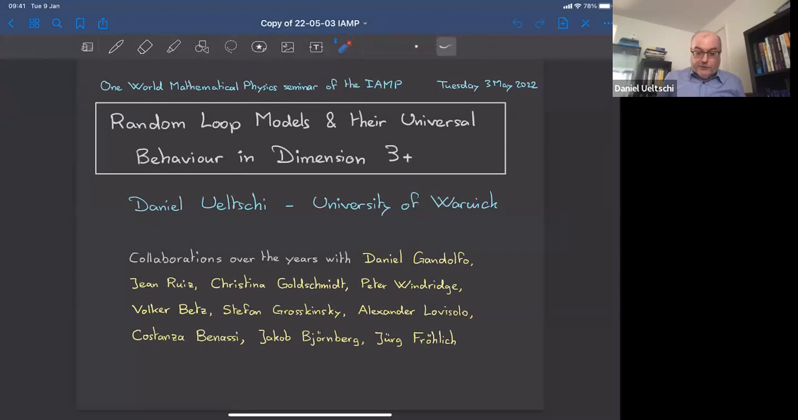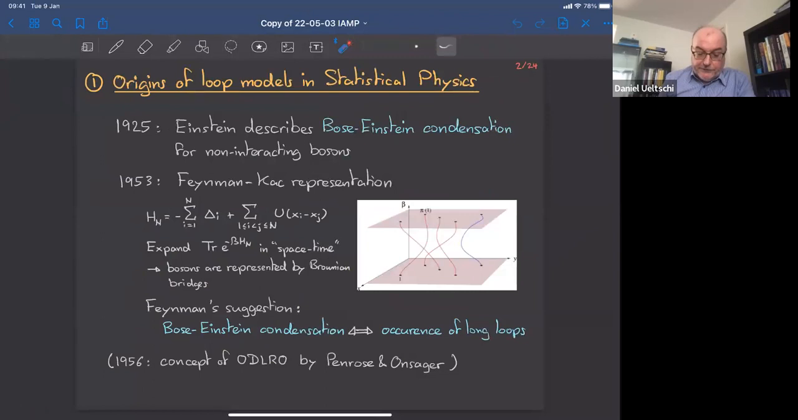So let me start by discussing some of the origins of these loop models. Let's go back to 1925 and the description of Bose-Einstein condensation by Einstein. This was a description which worked for non-interacting systems only. For many years there was a question, first whether it was physical or not, but this was understood by Fritz London: there was something physical about it, namely superfluidity. But then the question was how to describe it for interacting systems. And this is where Feynman introduced a representation in 1953, which can now be called the Feynman-Kac representation.